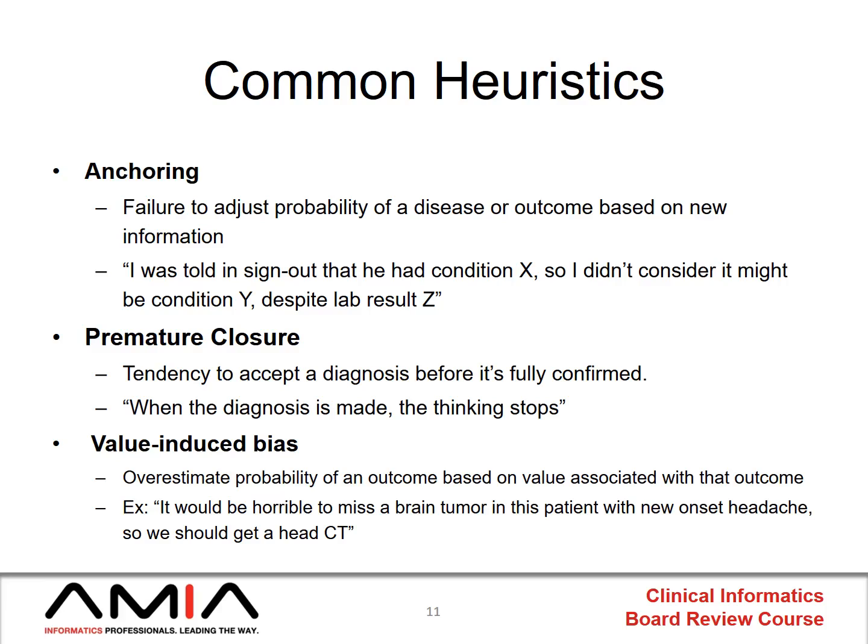So, for example, you might be so concerned that you don't want to miss a brain tumor in a patient with a new onset headache that you want to get a head CT, even though in your heart of hearts and with your best clinical judgment, you don't really suspect it. It's just that the value you associate with either this person having a brain tumor or the idea of you missing a brain tumor is so compelling that you feel like you must do it.